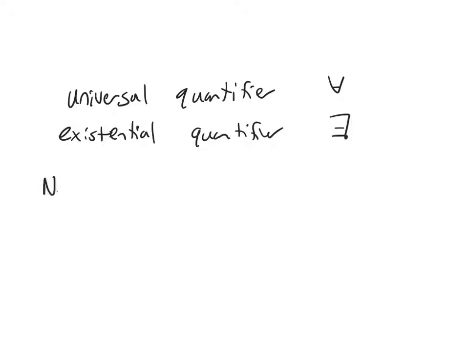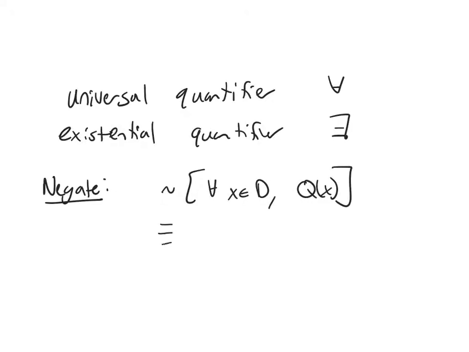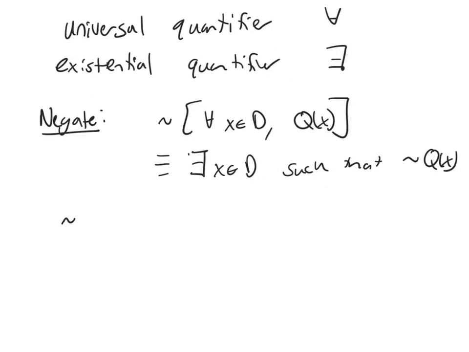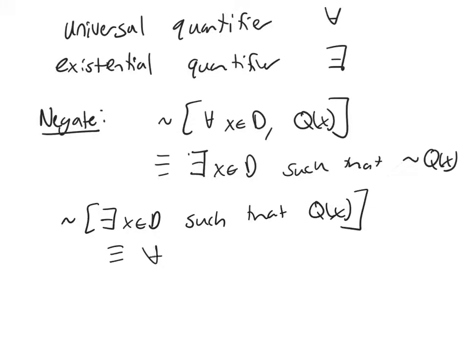And then remember how we negate these. When I negate a for all, the universal, you flip it and it becomes an existential: not ∀x becomes ∃x, not Q(x), okay? And then the same thing happens when you negate an existential: not ∃x Q(x) becomes a universal.